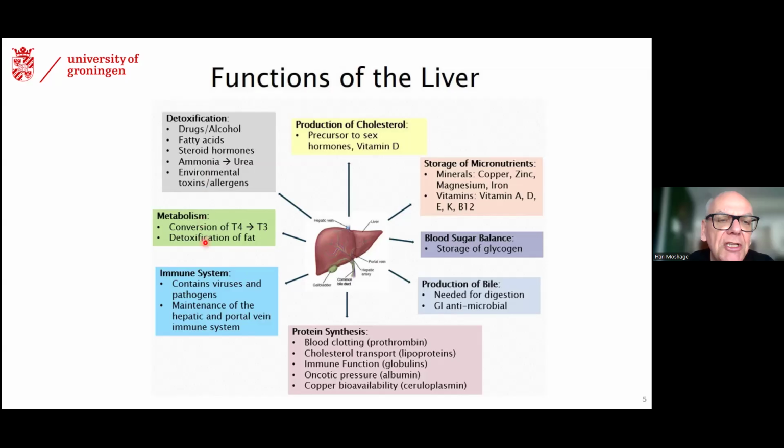Another important function of the liver is metabolism. All the proteins, the lipids, and the carbohydrates that are ingested in the diet are broken down in the digestive tract into all kinds of intermediate products, amino acids, free fatty acids, sugars, and these are taken up. This is done in the liver. So this metabolism of proteins and lipids and carbohydrates takes place in the liver, and then these components are used for the body to produce new proteins.